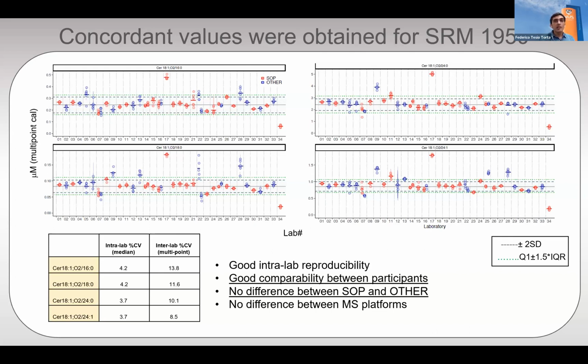The concordance of the results between the participants was not affected by the use of the SOP or other procedures, as the values generated from these 2 groups of methods were not significantly different. And now, again, because of the difference in the number of contributions that we got from low versus high-res instruments, we did not do any statistics for this comparison, although we did not find significant differences between these 2 sets of results.